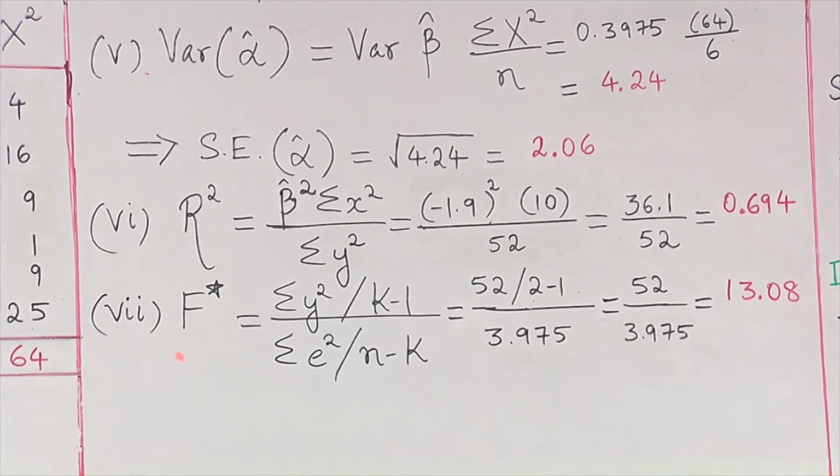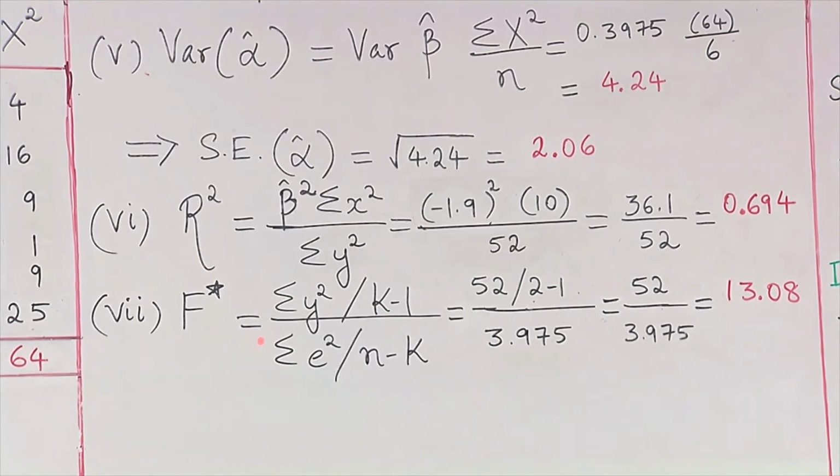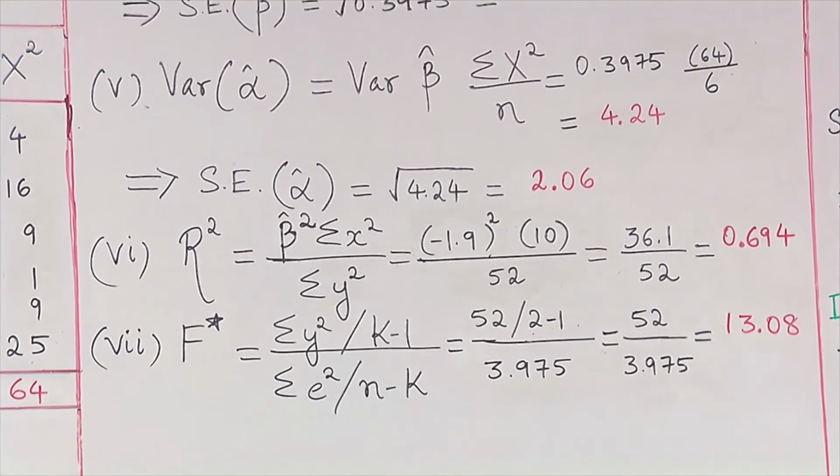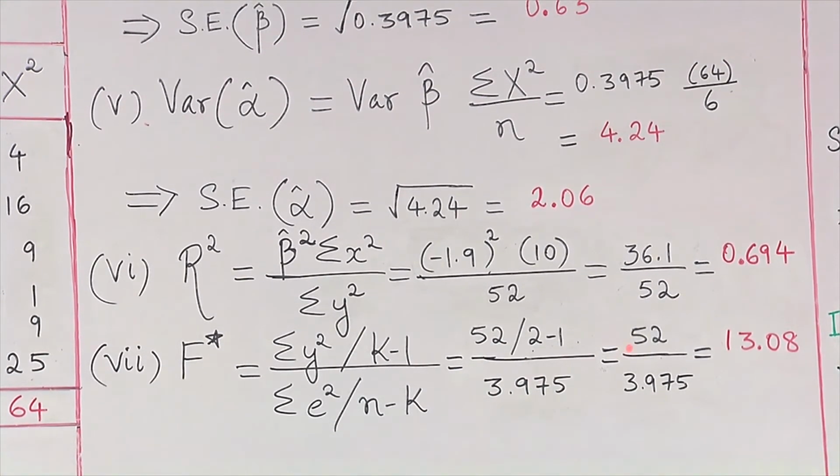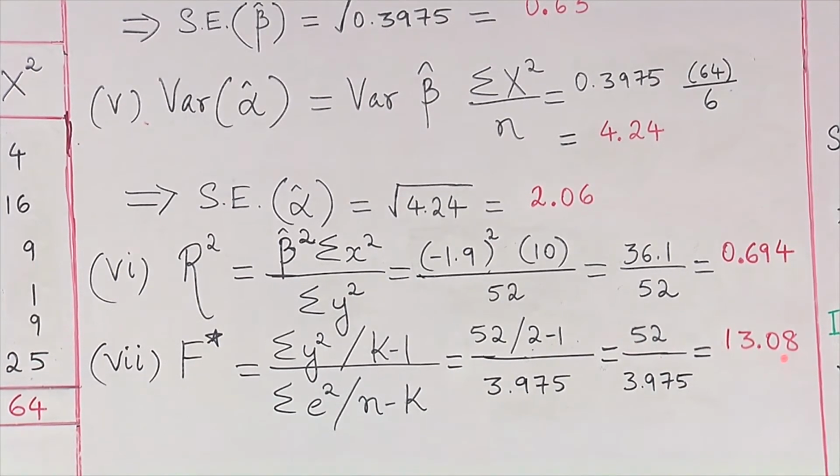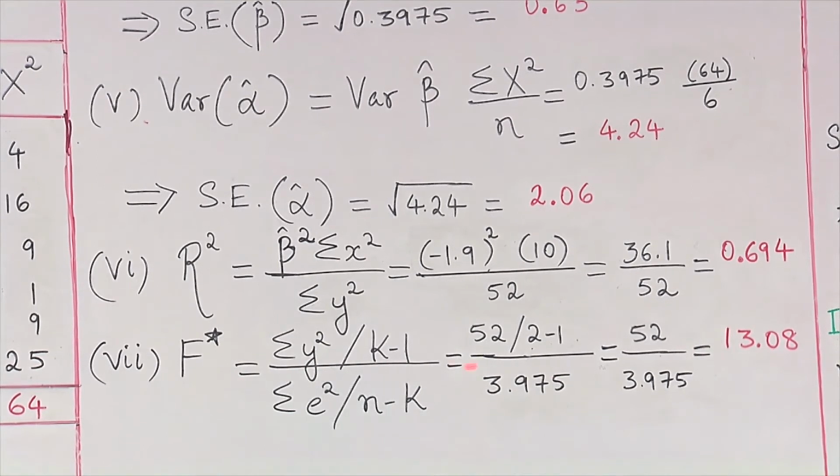The next calculation is F statistics, which is calculated as sigma small y square by k minus 1 by sigma e square by n minus k. Sigma small y square is 52, k in this case is 2, sigma e square by n minus k is nothing but the variance of the error term, which I have already seen, 3.975. We substitute it here and get the answer 52 by 3.975 is equal to 13.08. So, the computed F statistics is 13.08.